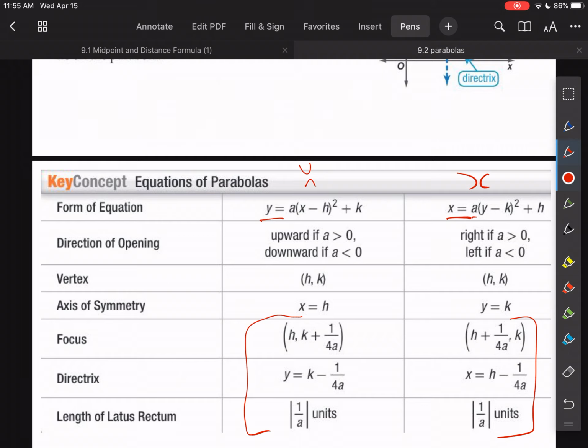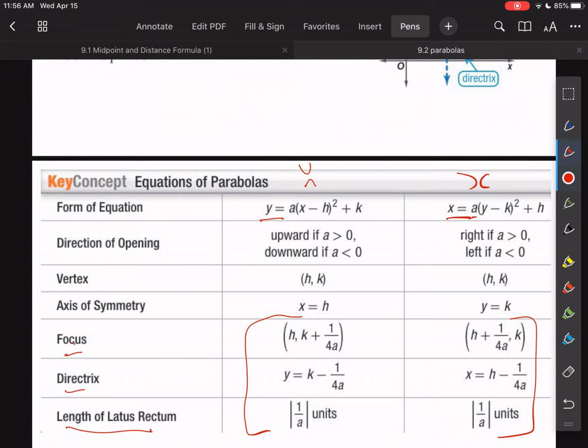Now, there's a ton of algebra and cool algebraic proofs that go into this part I'm about to go into, the focus, the directrix, and the length of the latus rectum. If you want to know the algebra and proof behind it, I encourage you to watch the video on Khan Academy. You can search Khan Academy equations of parabolas with focus and directrix, and it'll give you the full proof if you're very interested. For most of you, you're probably not, so I'm not going to get into it here, but I am going to make sure you have the formulas you need to figure this stuff out.